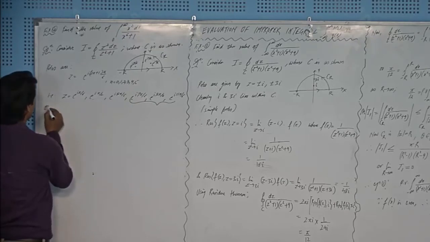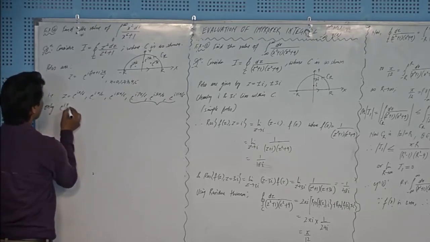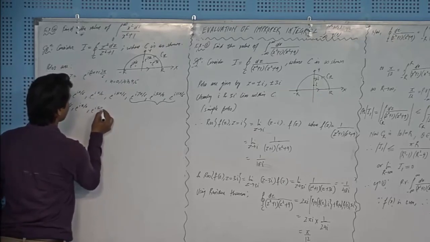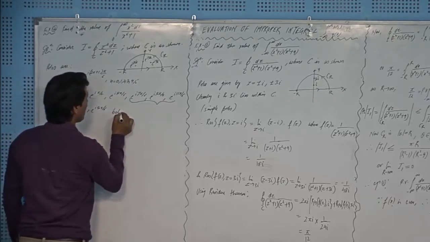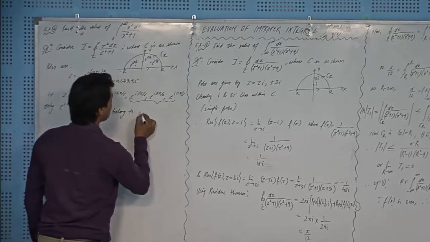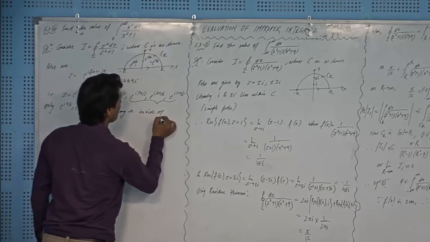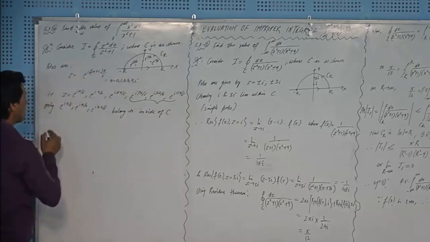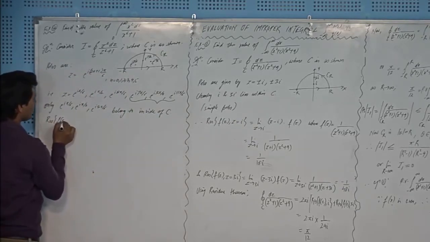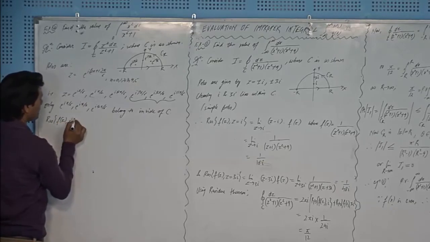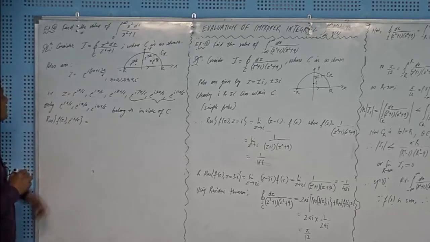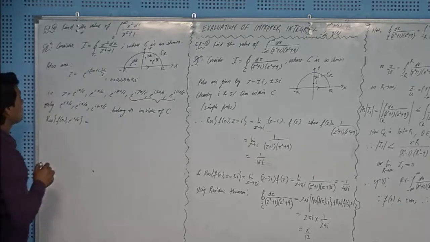Only e to the power i pi by 6, e to the power i pi by 2, and e to the power i 5 pi by 6 belong to the inside of contour C, right? So I will find the residue at each of these poles, the residue of F(z) at the first pole e to the power i pi by 6, and since each of them is a simple pole, I can use the differentiation formula also.